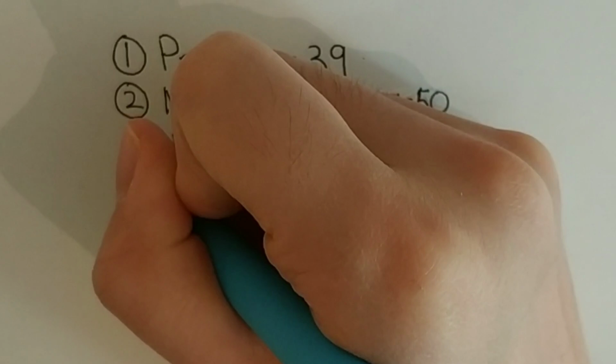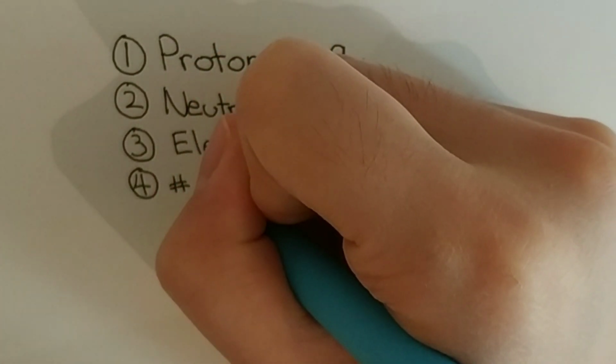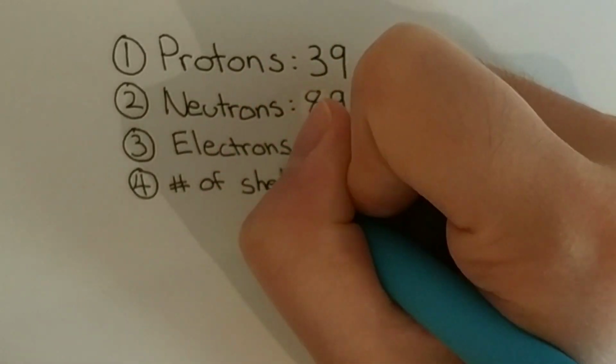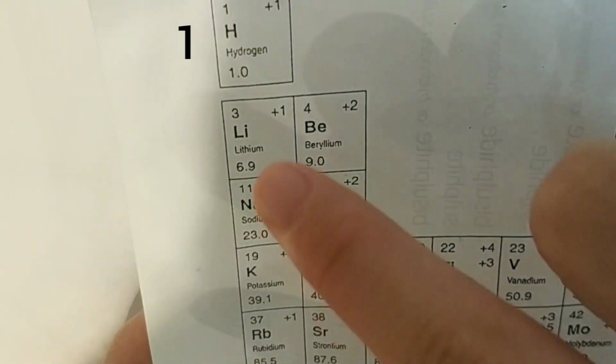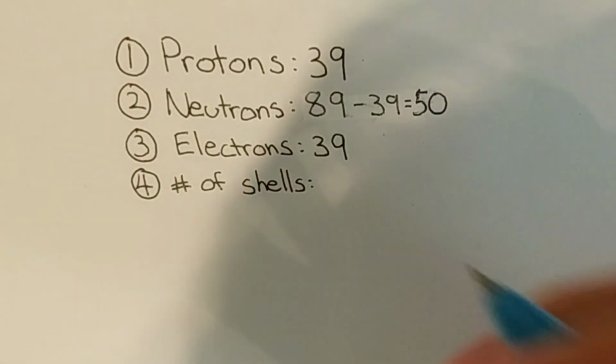Next, we need to find how many electron shells there are. The number of electron shells is the period number of the element. If we count from the periodic table, yttrium is on the 5th period, which means that it has 5 electron shells.